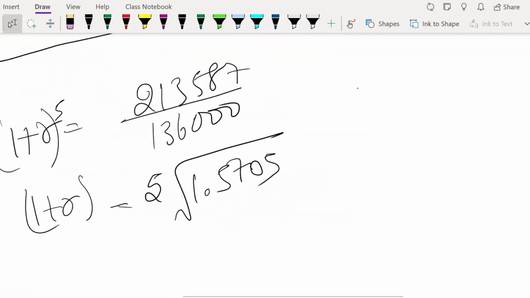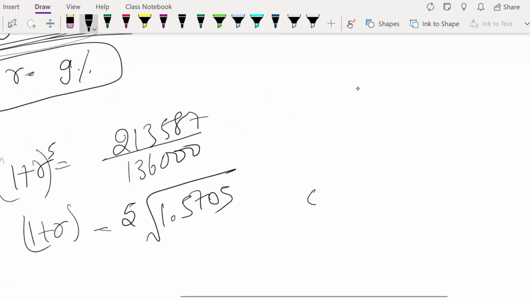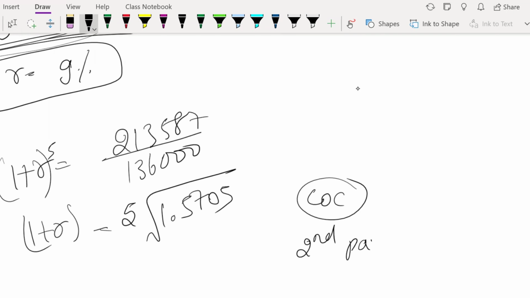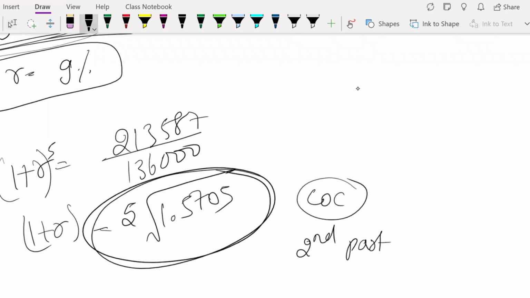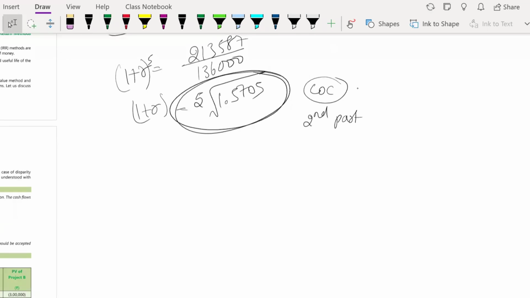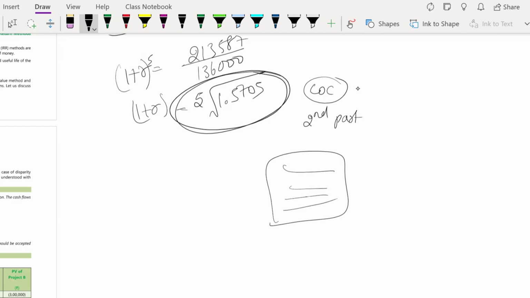So how do you find this out? Either you can go to my cost of capital video. In the second part of my cost of capital video, which I've already uploaded on YouTube, I have told you how to solve this. I've taken 10 minutes and told you how to solve this. You can go and watch that class, or else I'll give you the notes, and in that note it will be written how you find it out. Using that you can find it out. Okay.